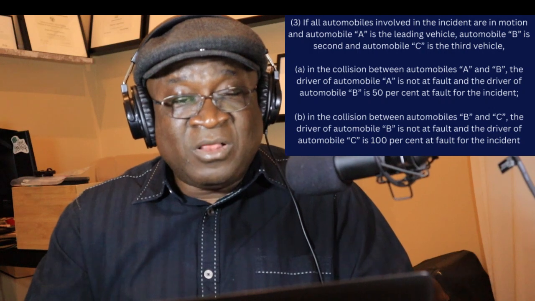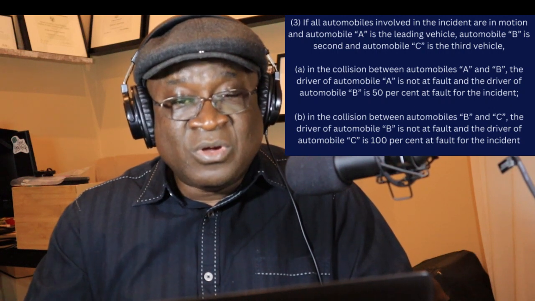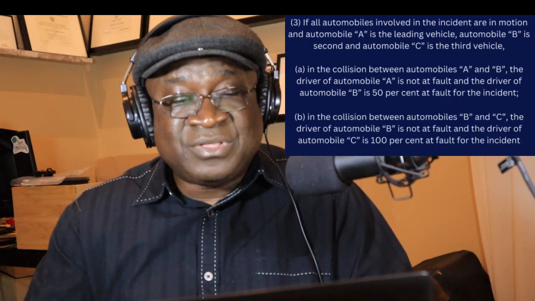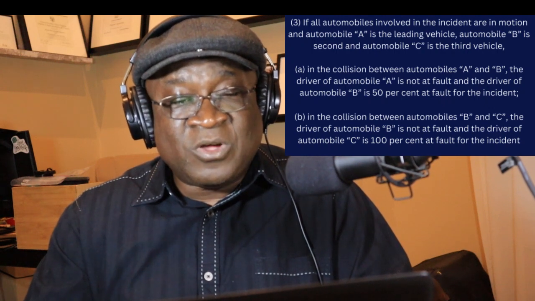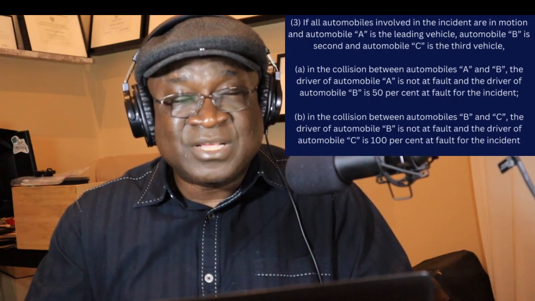Subsection 3 says, if all automobiles involved in the incident are in motion and automobile A is the leading vehicle, automobile B is the second, and automobile C is the third vehicle. So rule 9.3 subsection A says, in the collision between automobile A and B, the driver of automobile A is not at fault and the driver of automobile B is 50% at fault for the incident. So in a 3-car scenario, the first car in the pack, the driver is 0% at fault. The second car that rear-ends the first car will be judged 50% at fault. And the third car at the rear that hits the second car will be judged 100% at fault.